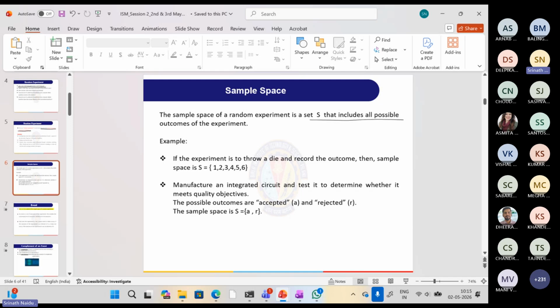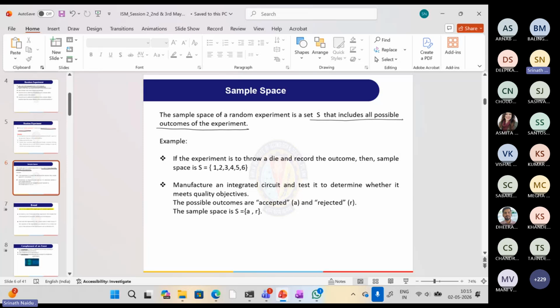So what you want to do now is to say, okay, look, you're doing an experiment, you're getting a bunch of outcomes. We want to be able to treat the outcomes of an experiment in a mathematical way. So in order to do that, let's define something called a sample space, which is basically a set that includes all possible outcomes of the experiment. So for example, if you were to throw a die and record the outcome, then what would your sample space be? 1, 2, 3, 4, 5, or 6, whatever number you see on the top. You can't see anything outside of this set.